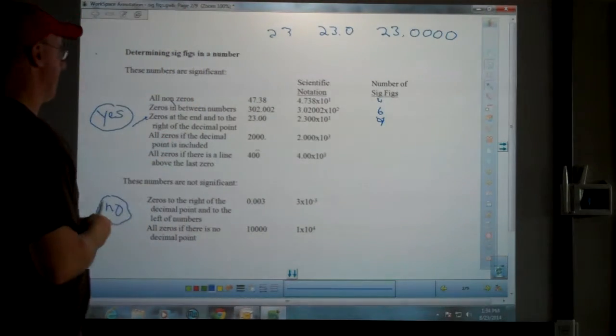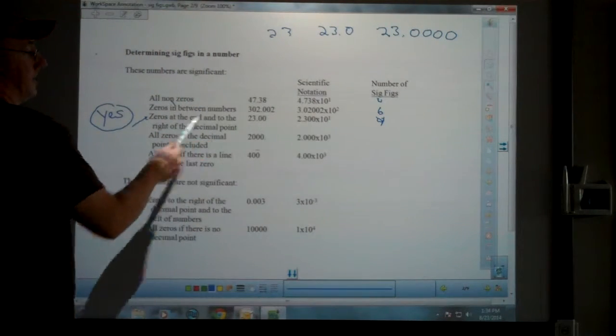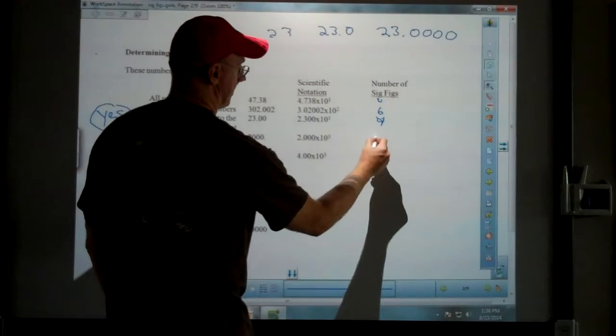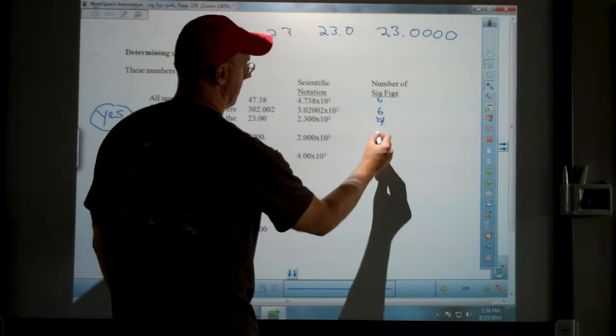So that one messes people up. If the decimal point's there, this indicates all are significant. Oh, having board issues there.